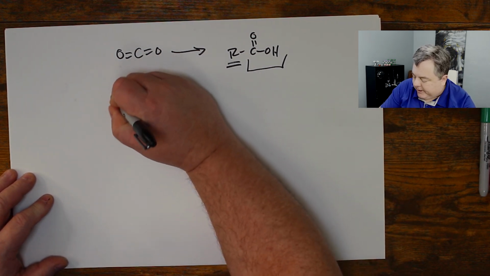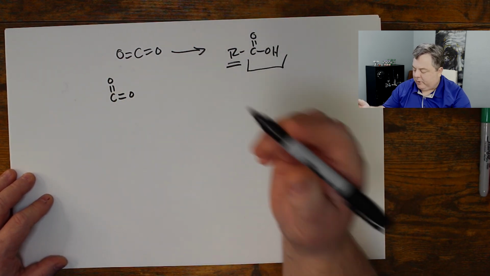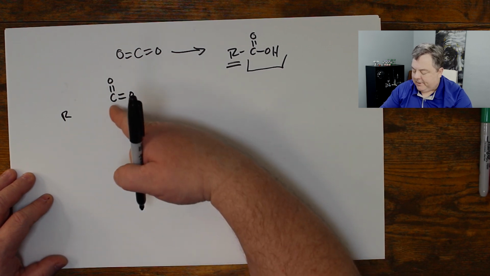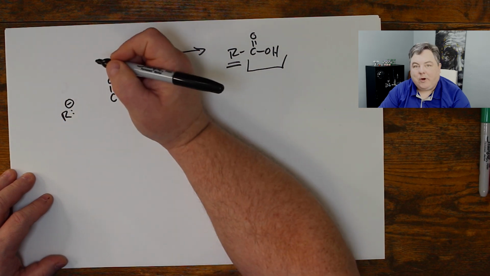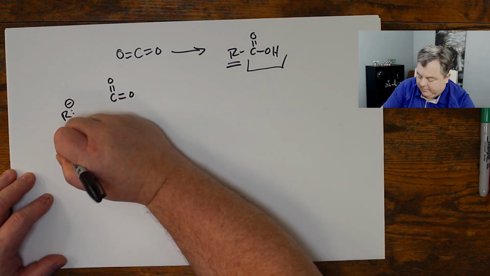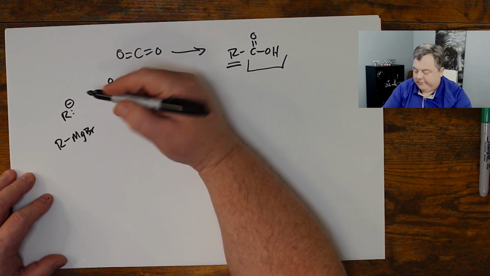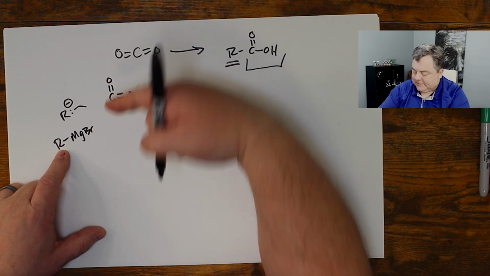So I'm going to redraw the carbon dioxide like this. It's not really bent this way, but I'm going to draw it bent. And I need an R group, a carbon group, to come attack this carbon. So I need a negative attacking carbon group. And we've seen before that these can be made or are Grignard reagents. And my negative carbon then can come attack carbon dioxide.